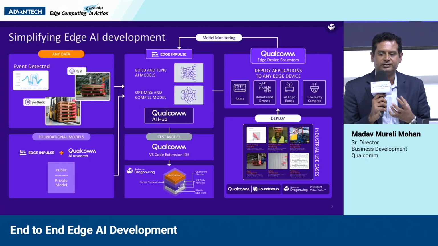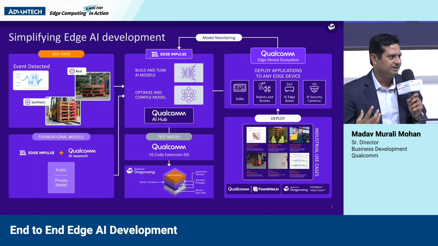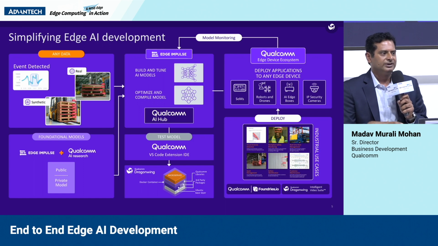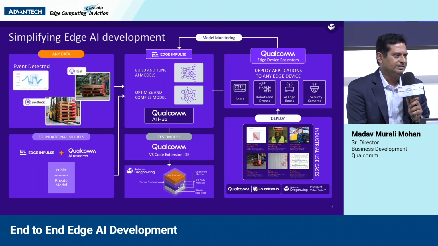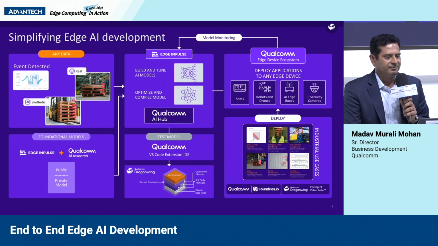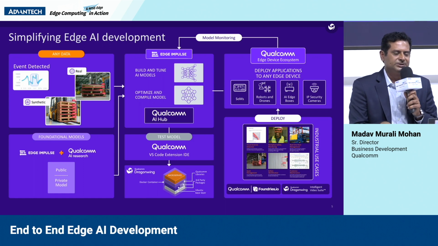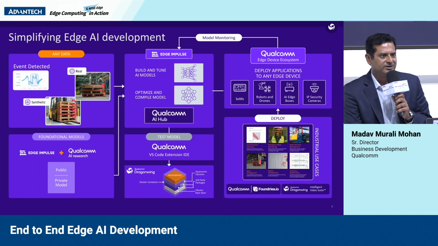Absolutely. What we have done at Qualcomm is put together a combination of tools that all work very seamlessly, and there are three main tools. The first one is Edge Impulse, an acquisition that we made recently. Edge Impulse is an edge AI development platform. It helps you collect the data, add synthetic data, label the data, and does all the data pre-processing.